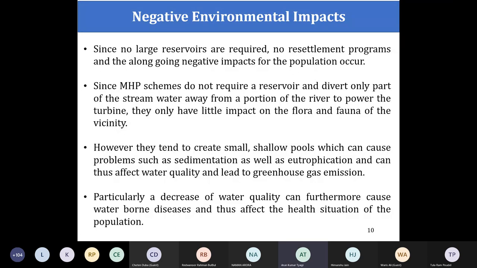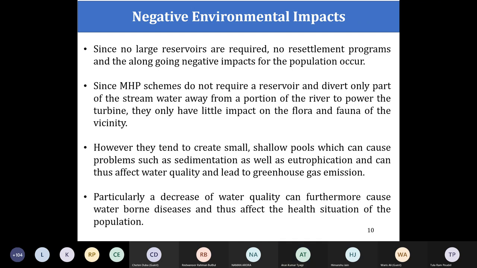There are some negative environmental impacts also. One friend asked a question to Singhal sir about the environmental impact of micro level projects. Since no large reservoirs are required, there are no resettlement programs, and no long-going negative impacts for the population occur.